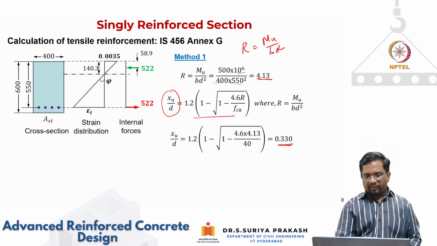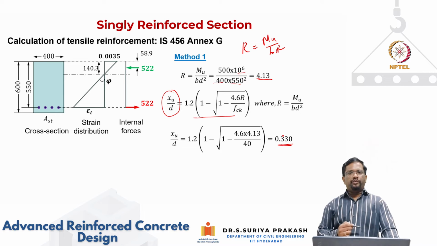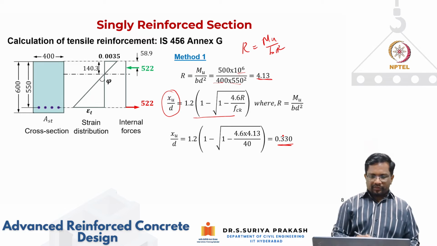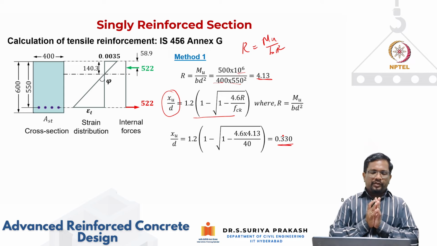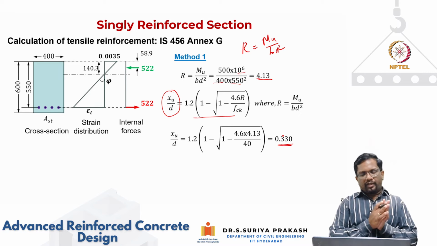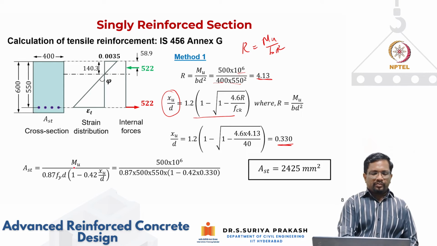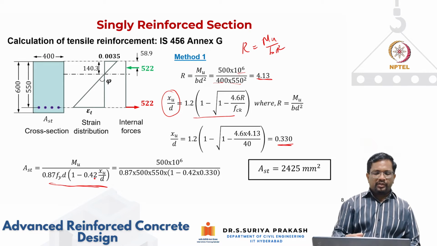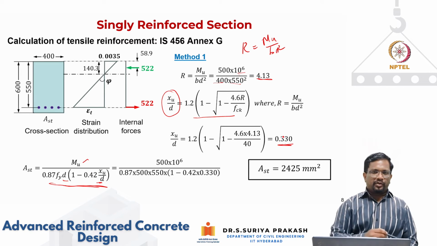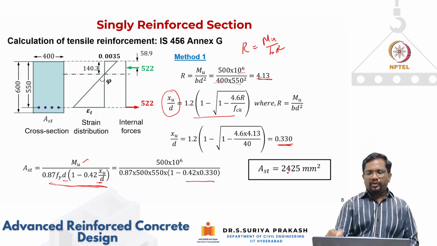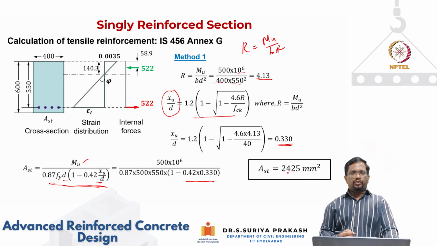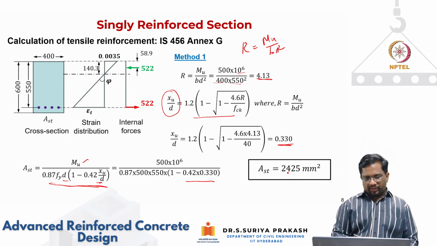So for this particular scenario, we got a value of Xu by d equal to 0.336. Once I get my Xu by d, then I can get my moment of resistance or Ast directly from this equation for the moment of resistance. Now fy is known, d is known, moment is given, input value 500 kilonewton meter, and Xu by d we have calculated as 0.336. If you plug in all these values, you get a value of Ast equal to 2425 mm square.